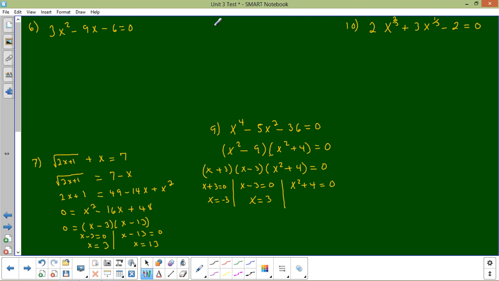And now I want to talk about the complete the square method. Okay? So make a few notes here about complete the square, because a lot of people are experiencing a little frustration with this. So complete the square.